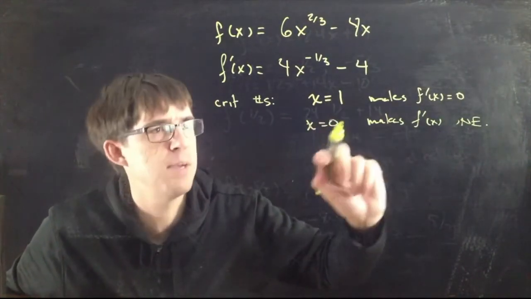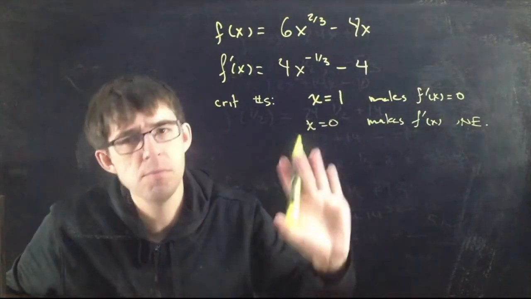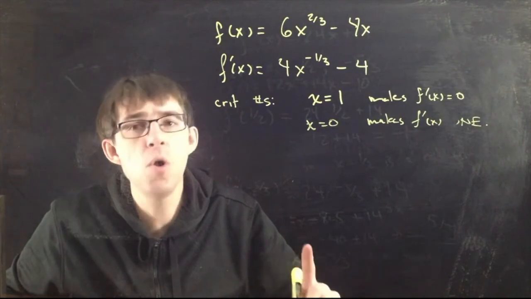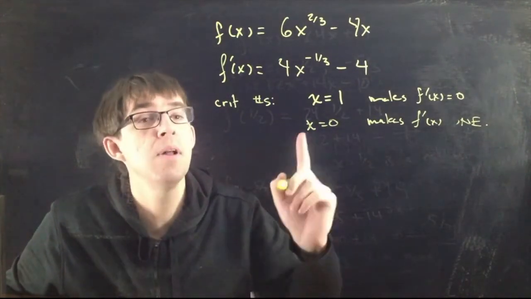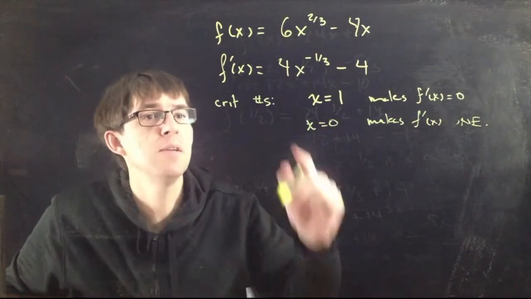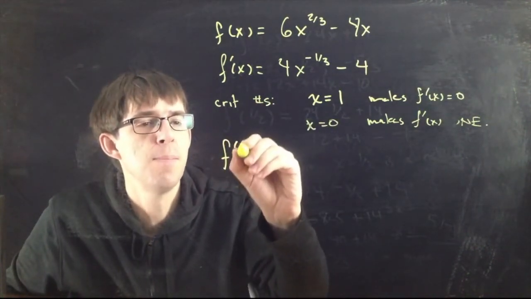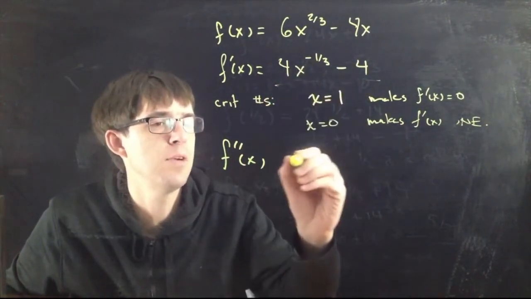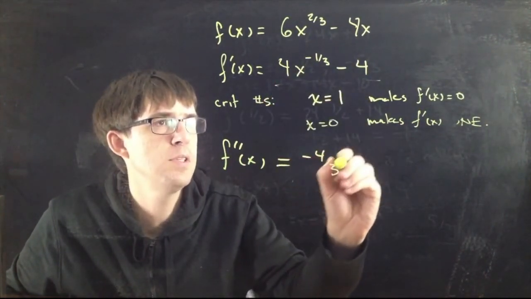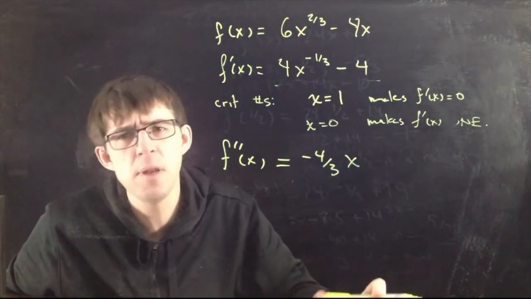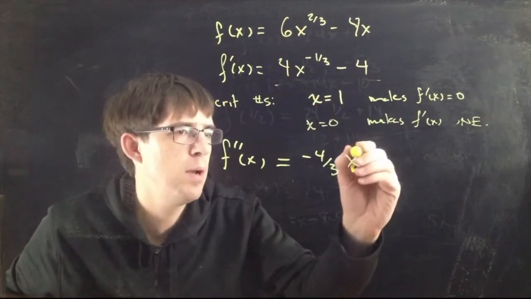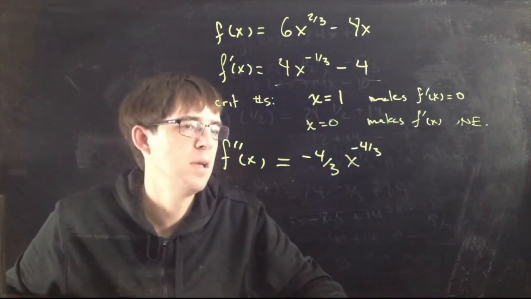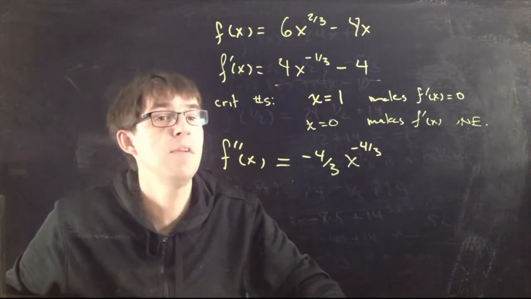We did this example a couple times ago. There are some details you have to work through to figure that out, but I'm here to tell you those are the two critical numbers. And so what do we do for the second derivative test? We plug these critical numbers into the second derivative. Let's find the second derivative then. f double prime of x, we have to take the derivative right here. The minus 1/3 comes down here. I get minus 4/3 x to the, what's the new exponent? Negative 1/3 minus 1 makes it negative 4/3. And then this minus 4 just goes away because it's a constant. All right, that's the second derivative.